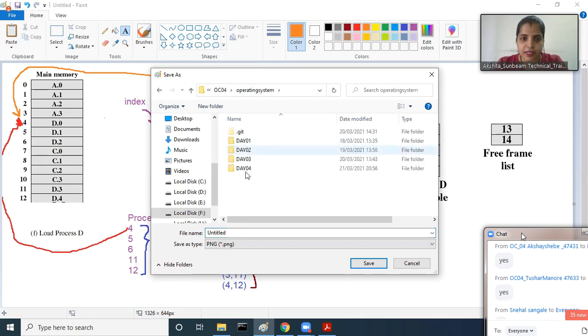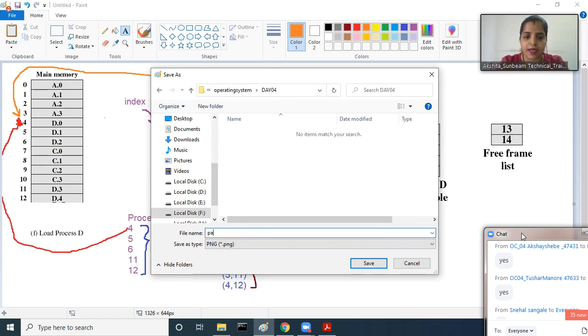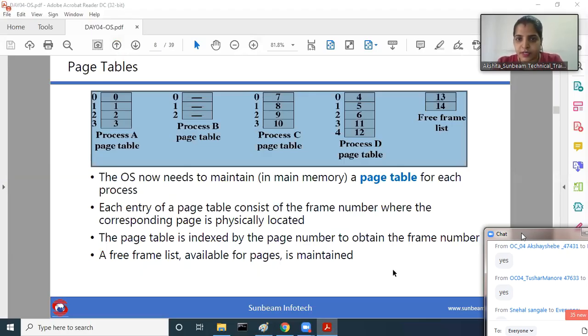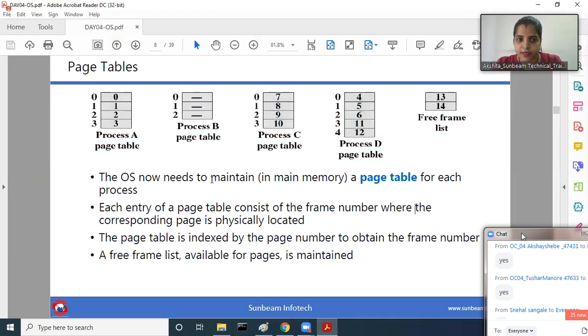Right? I'll just save this diagram for your reference as paging. So let us understand. Initially, your pages was this. The OS needs to maintain a page table for each process. Each entry of the page table consists of the frame number where the corresponding page is physically located. The page table is indexed by page number to identify the page frame number.